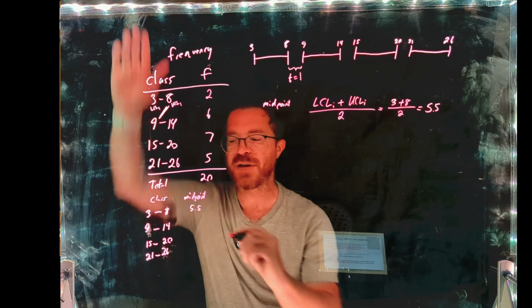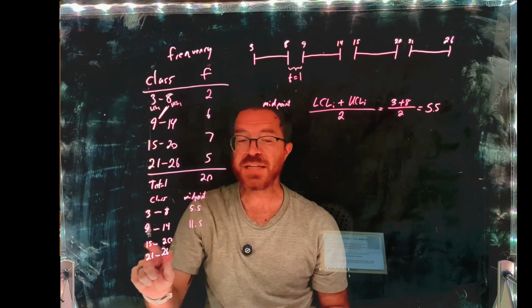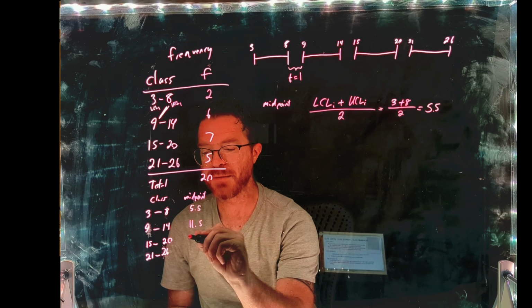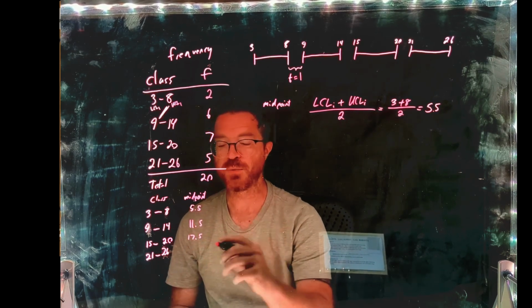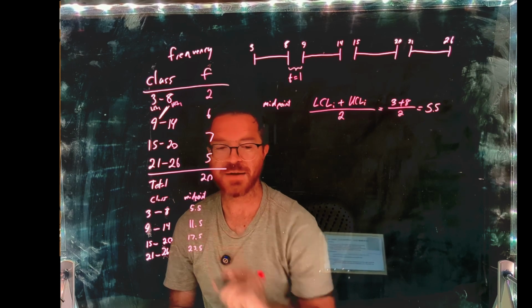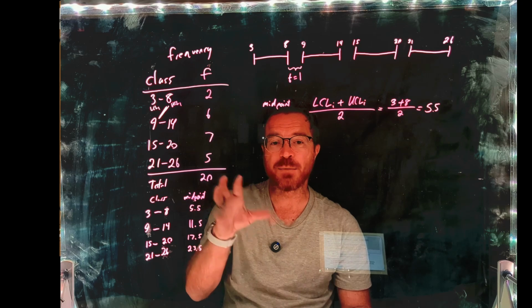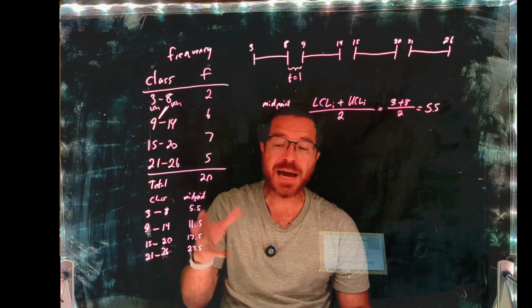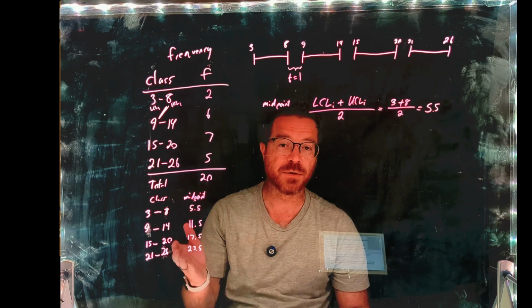9 plus 2.5 gives me a midpoint of 11.5. 15 plus 2.5 gives me a midpoint of 17.5. And 21 plus 2.5 gives me a midpoint of 23.5. Again, I told you there was some advantage to it. By them all having the same width, we can find a pattern to very quickly fill this out instead of figuring out the midpoint for every single class.